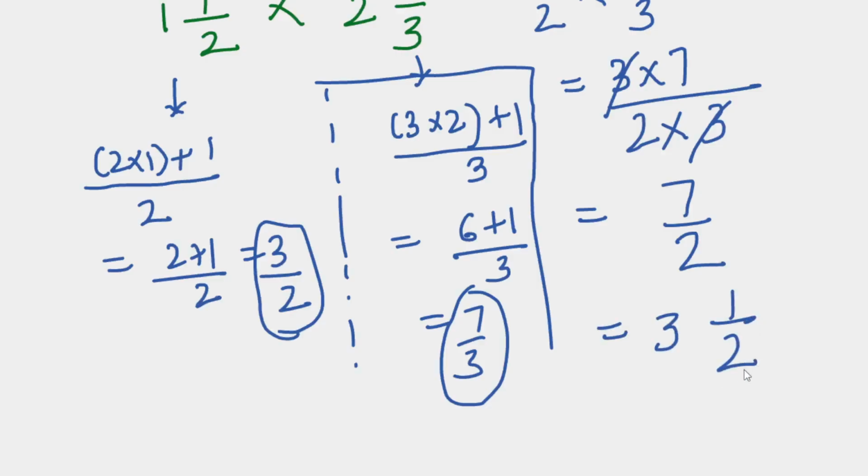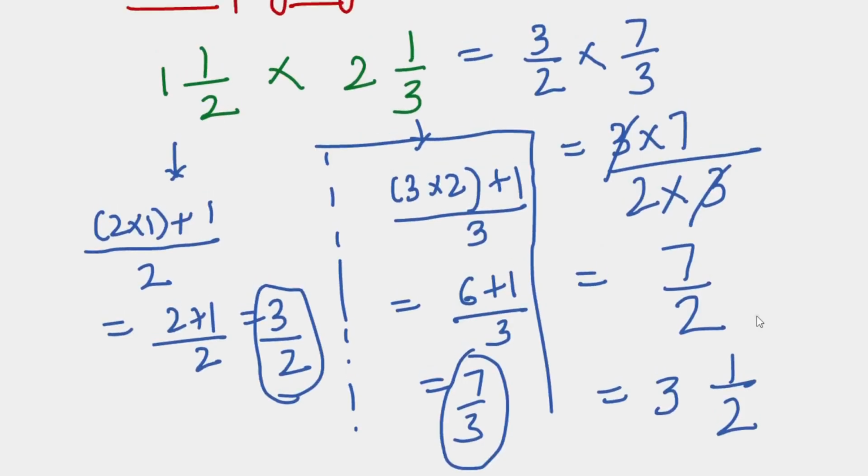3 1 by 2. So 2 times 3 is 6. 6 plus 1 is 7. So numerator is 7 and 2 is the denominator. The fraction is still the same. The type of fraction is different. This is improper fraction and this is mixed fraction. All right. So a quick recap.